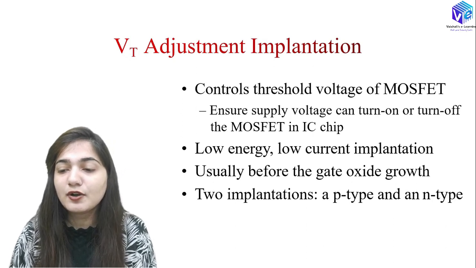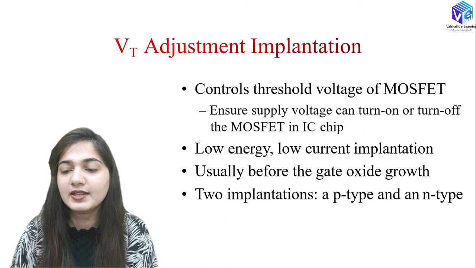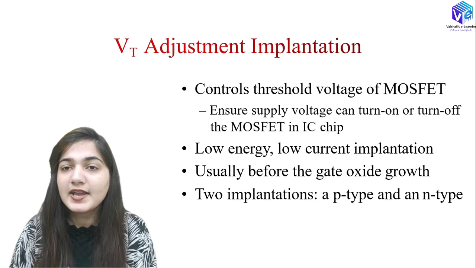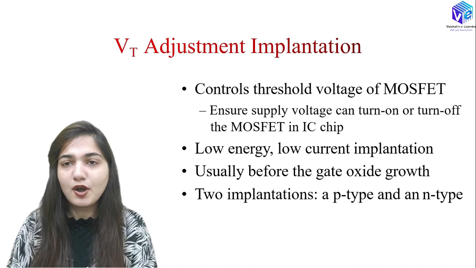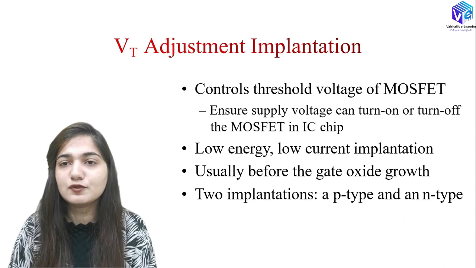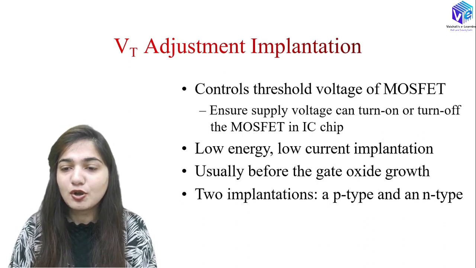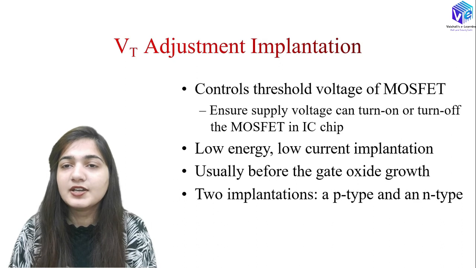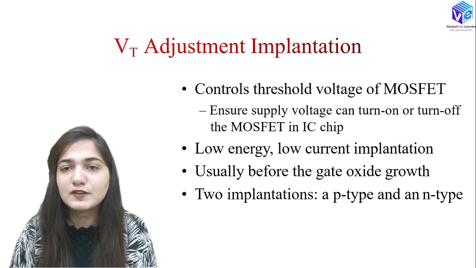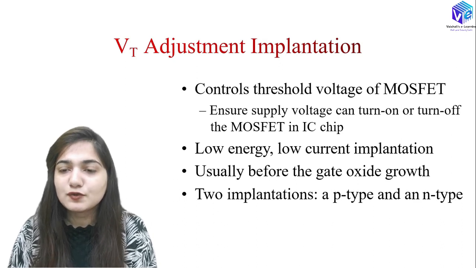So the controlling of the threshold of the MOSFET is very important to ensure the supply voltage can turn on or turn off the MOSFET in the IC chip. So I need to know at which voltage my MOSFET is going to turn on, at which voltage my MOSFET is going to turn off. So to ensure that, I have to adjust the VT, right? I have to check at which VT, or the threshold voltage, my MOSFET is going to turn on or turn off.